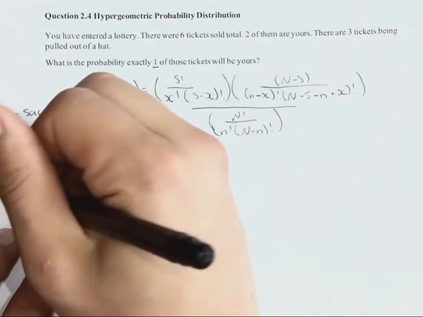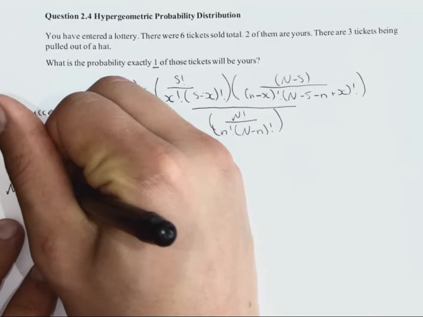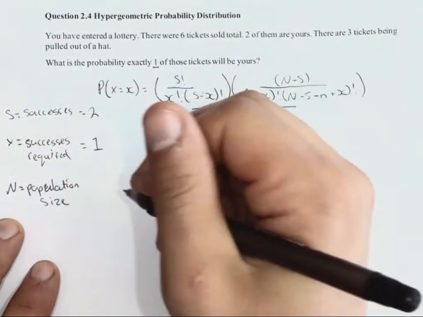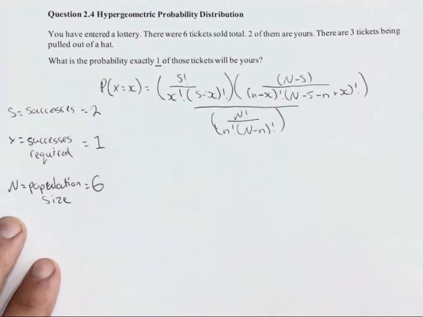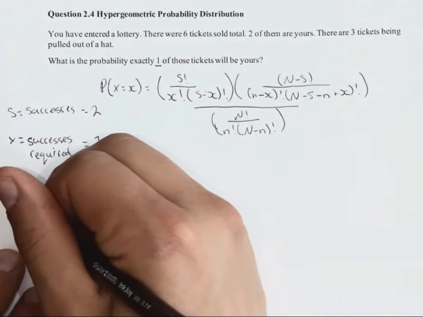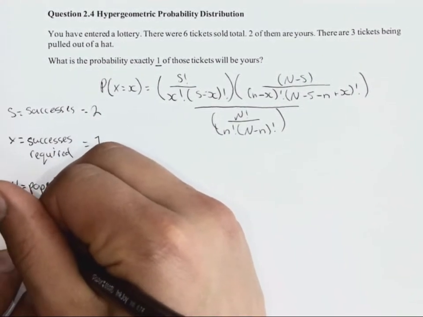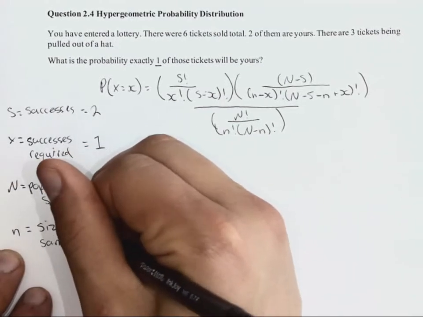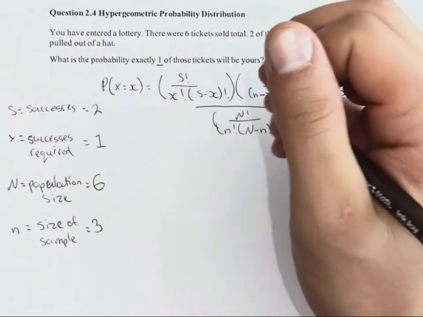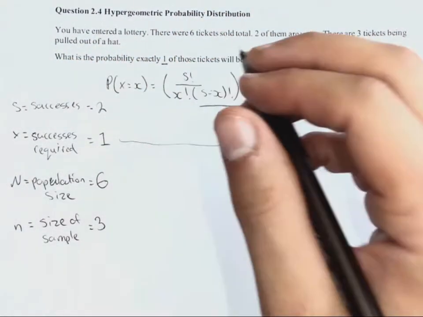N, capital N, is our population size, and there are 6 tickets sold. 6. And small n is the size of sample, and we will be pulling 3 tickets. So knowing our variables, we can go ahead and enter and determine the probability of one of these tickets being ours.